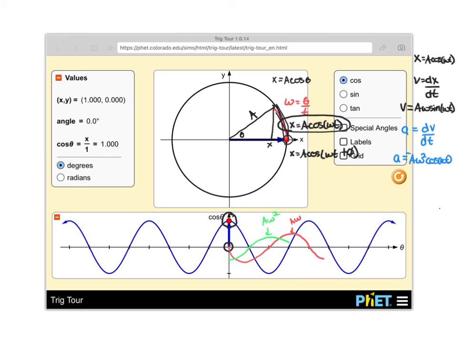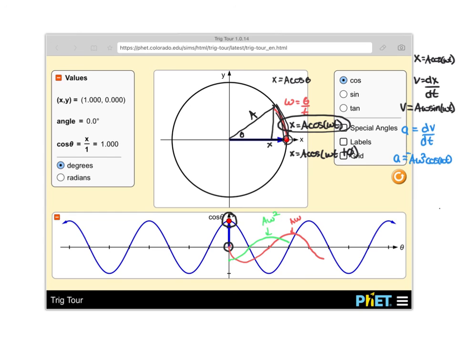Alright, and also note here, this shows us how these are out of phase. Your max position and your max acceleration occur at the same spot in the motion, but your velocity is out of sync. It's going to be 0 where everything else is at their max.